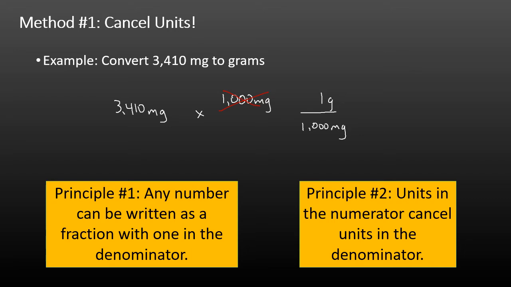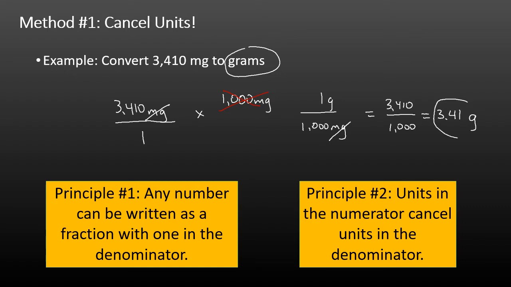And to make it clear, this first term, the 3410 is in the numerator. We're going to write it as 3410 divided by 1. And if we do the math, then we get 3410 divided by 1,000. We can simplify that down to 3.41. And what are our units going to be? Well, milligrams in the numerator cancel milligrams in the denominator, and I'm left with grams, and that's what I want because I wanted to convert to grams. So there is my answer.